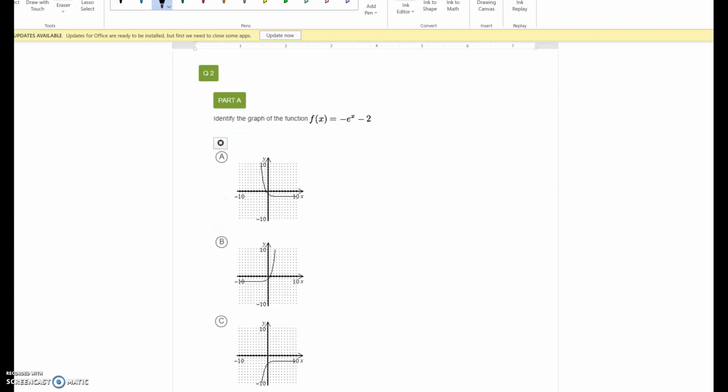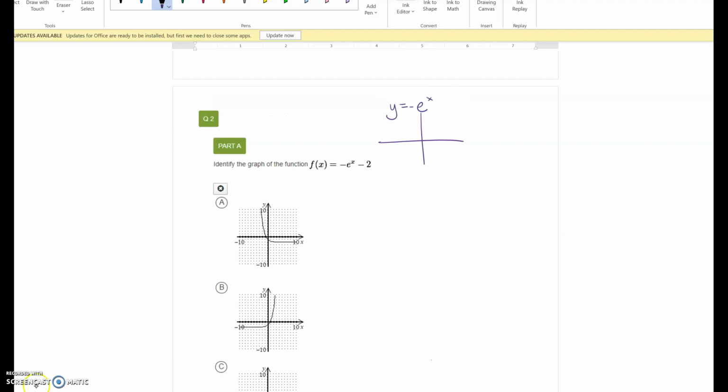On number 2, same type of problem. This time it's asking you about negative e to the x. The negative is going to flip the graph over the x-axis. So the e to the x graph looks like that. The negative flips it over the x-axis. And then the -2 is going to move it down 2.